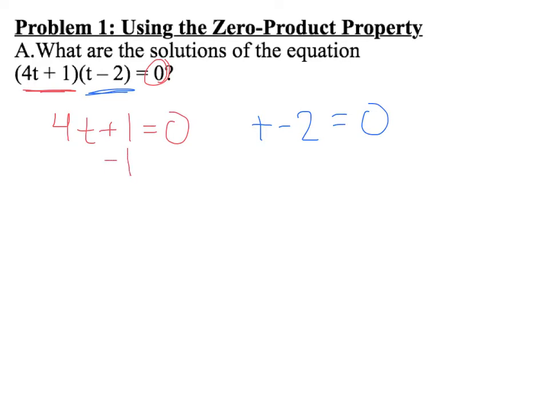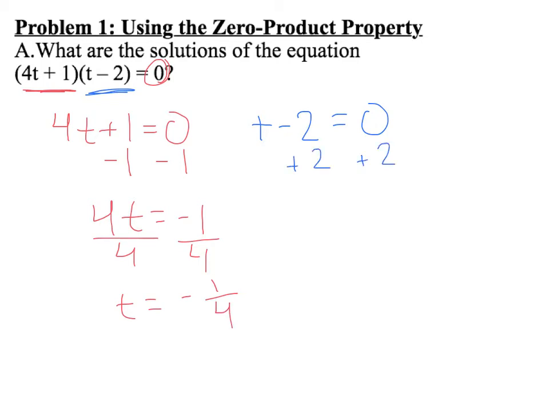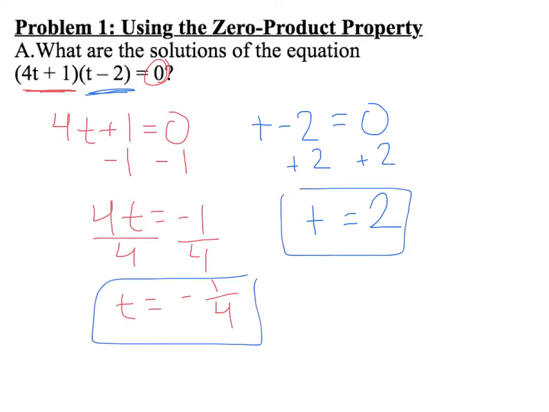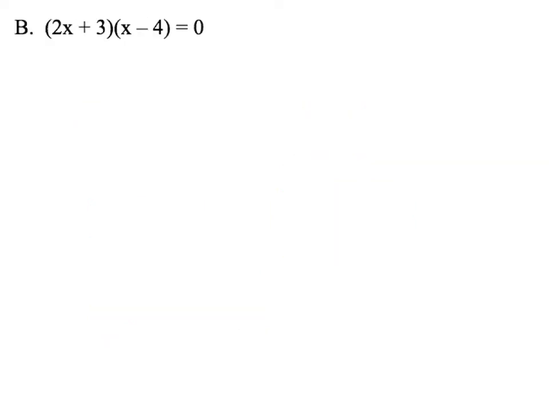So over here, to solve for t, we subtract 1 from both sides, divide by 4, so t equals negative 1/4. Over here, we need to add 2 to both sides, so t equals 2. So our two solutions are negative 1/4 and 2. Okay, so this one we'll come back to.